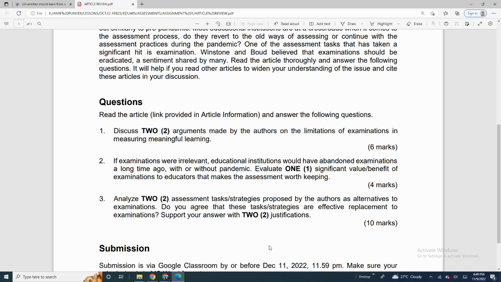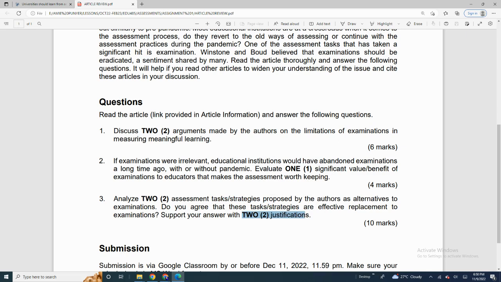And in your answer, make sure that you provide two justifications. Okay, these two justifications don't mean that you need to have two justifications for each of these. You can just present these two and then provide two justifications for both of them. Just two will be enough.